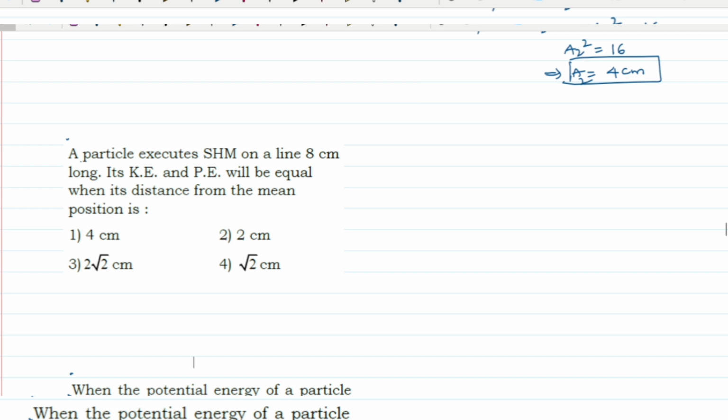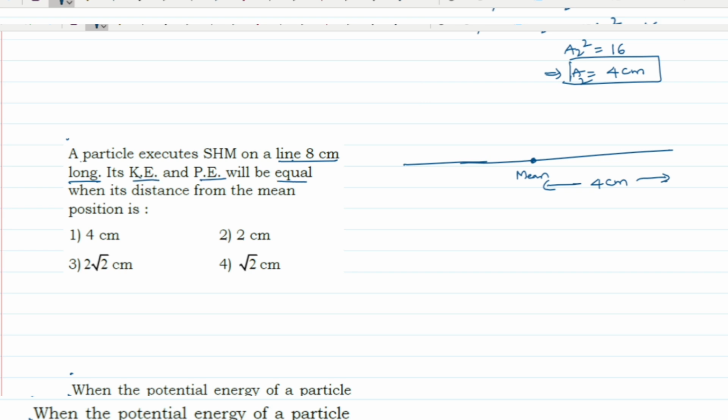Now the next question says a particle executes SHM on a line 8 centimeter long. So here the total length of the line is given as 8 centimeters, so from the mean position the line length will be 4 centimeter. Its kinetic energy and potential energy will be equal when its distance from the mean position is, they ask. Kinetic energy and potential energy are equal, it's given.